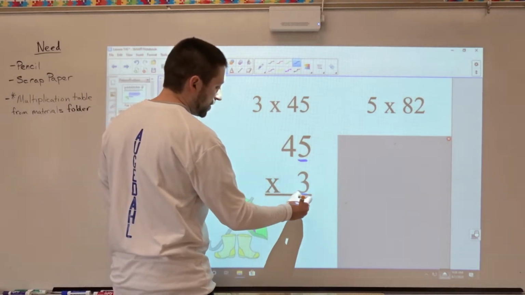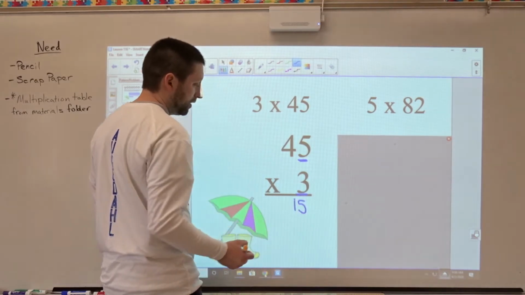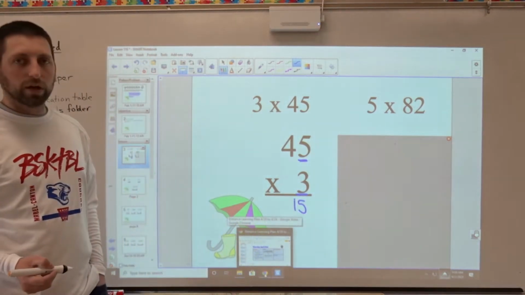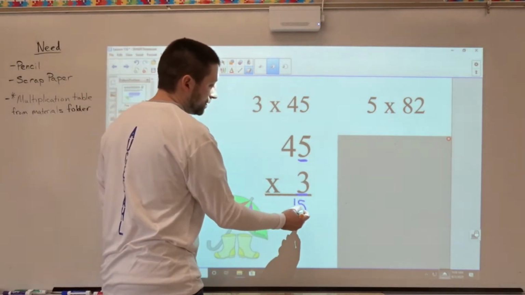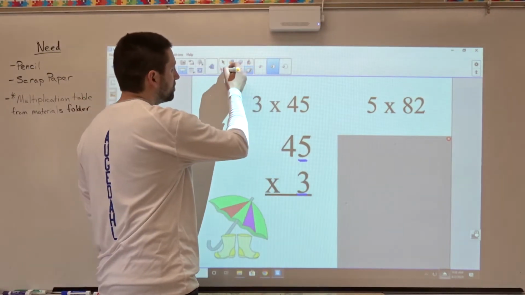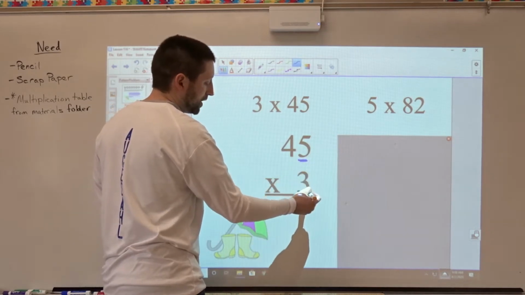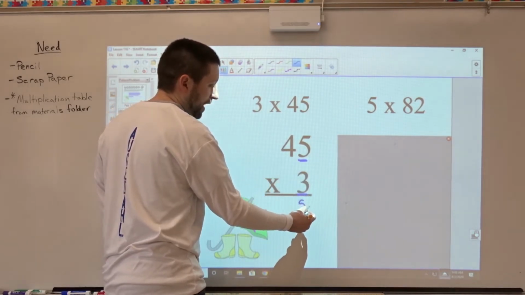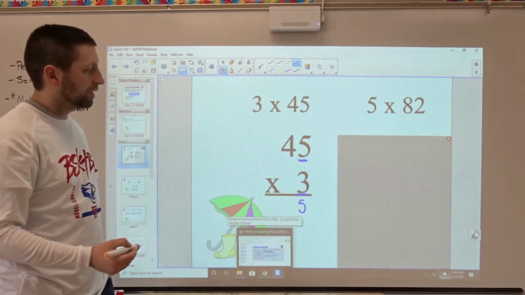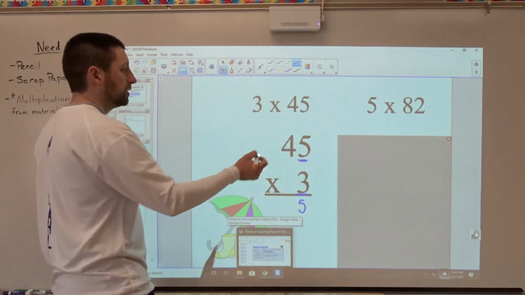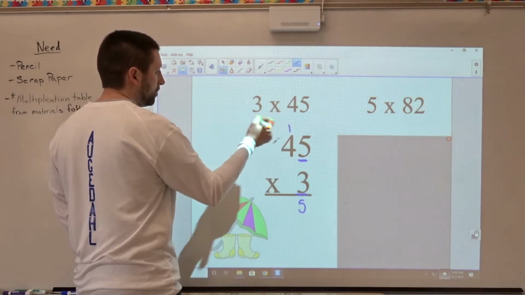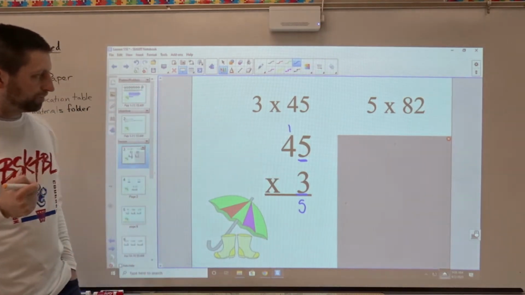Now I cannot write 15 down here. What I need to do is I need to regroup my tens. So I can write the ones place down here. 3 times 5 was 15, so I can write the 5 in the ones place. But then I have an extra 10 and I need to move that over one spot. So I will move that over here to the tens place.